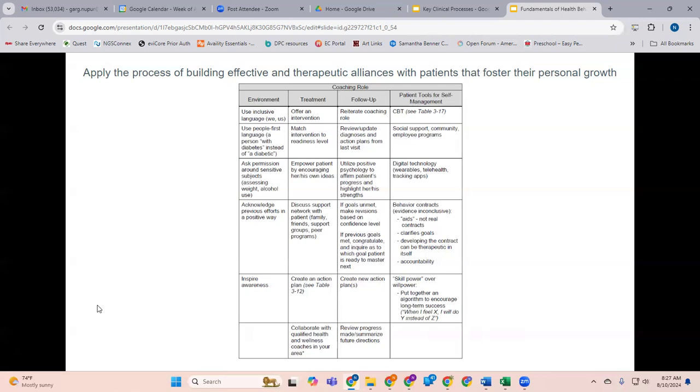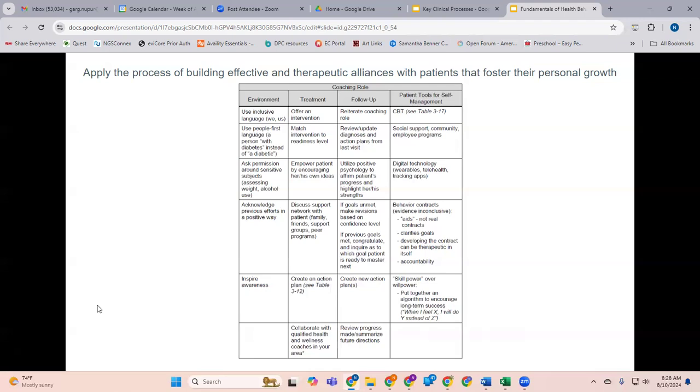Ask permission around sensitive subjects. So is it okay if I weigh you? Can we talk about your alcohol? Is it okay if we talk about your alcohol use a little right now? And then acknowledge any previous efforts in a positive way. Every single effort anybody has ever made is worth acknowledging in a positive way. Inspire awareness. This is a little bit like reflective reframing, but sometimes people come in with their blinders on, and you just want to open up what it could be.